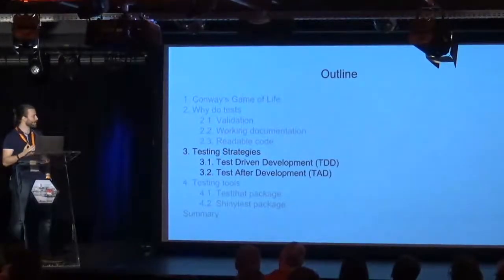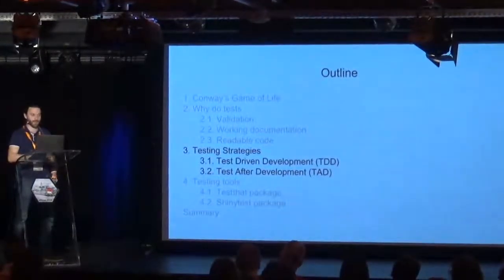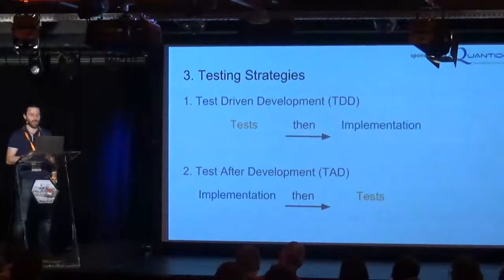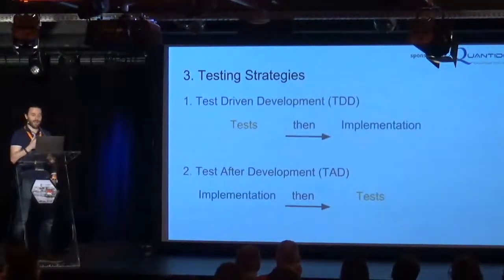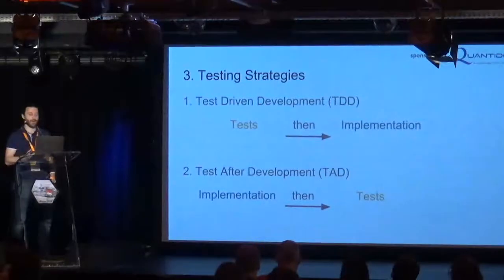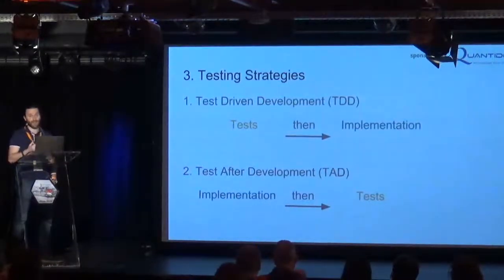Now that we know why to do tests, we can speak about testing strategies. We essentially have two strategies for writing software with tests. The first is test-driven development, where the test is a forerunner of the implementation. The second is test after development, where I write the implementation and then the tests.